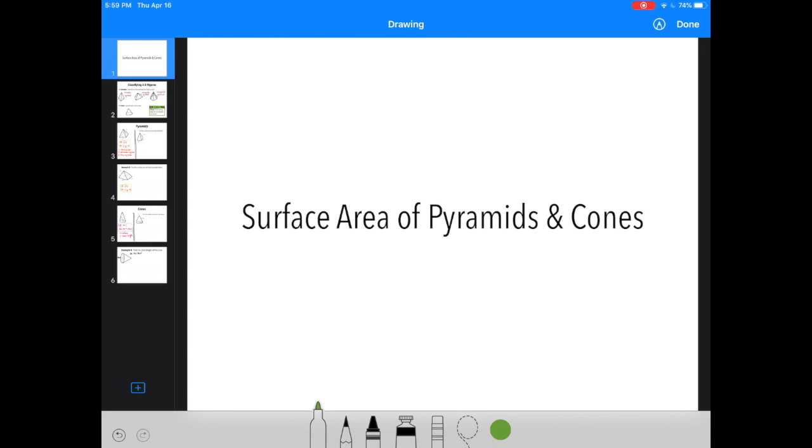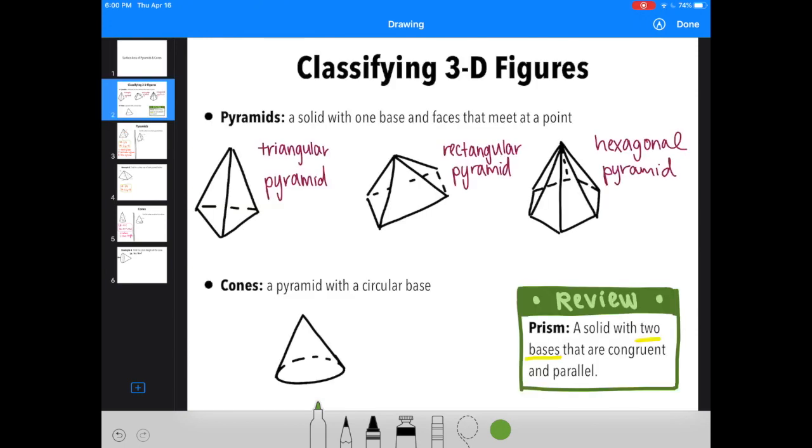Hello everybody, we are starting our next section of the surface area and volume chapter, and this section is going to cover solving the surface area of pyramids and cones. In our previous section we looked at prisms and cylinders, and today we're going to look at pyramids and cones, and we're going to identify how those are different than what we looked at before.